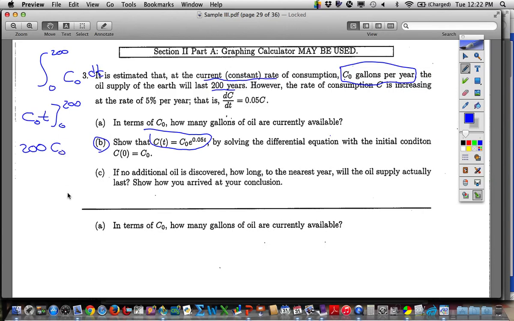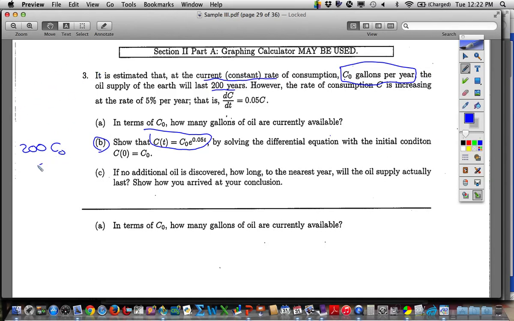In other words, think of it this way, I think this is what Ryan was probably doing. Let's say we had 10 gallons per year that we were using. That's going to last for 200 years. How many gallons do we have? 2,000, right? If we have 10 gallons per year we're using, and we're going to last for 200 years, we got to have 2,000 gallons. 200 times 10, right? So it's 200 times c sub 0. So you wouldn't have to do it as an integral, although by thinking of it as an integral, that's going to help us later. We'll get to that in a minute. But there's our answer to part A.